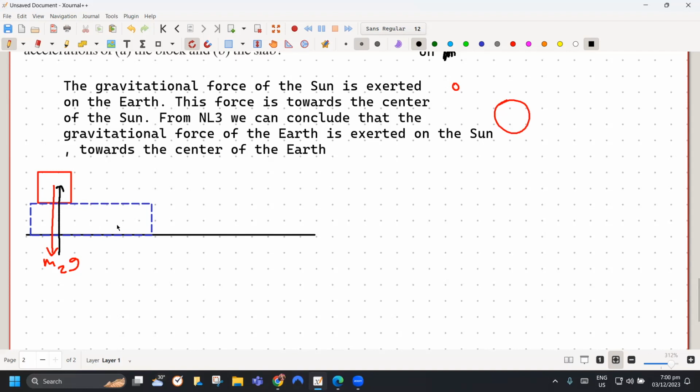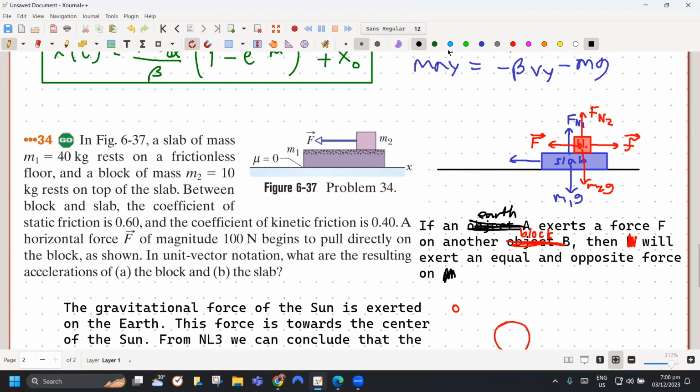Balik tayo dun sa slab. So, ang ka-third law pair ng m2g is actually acting on the whole Earth. So yung ka-third law pair ng normal force, it's also acting on the Earth? What is pushing the block up? So the slab is the one that's pushing the block up, not the Earth. So there's an extra force on the slab by the block.